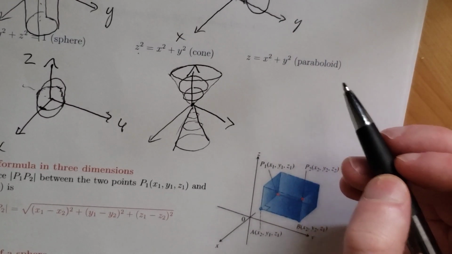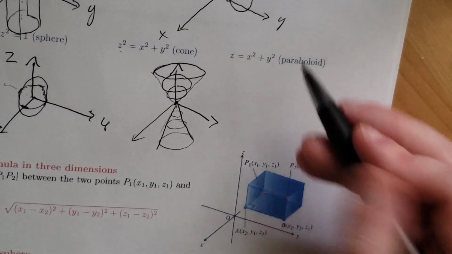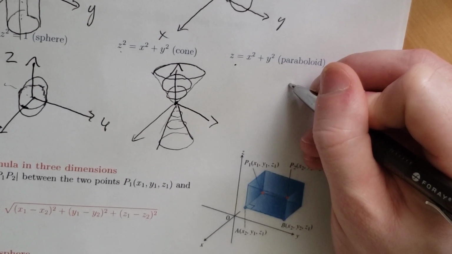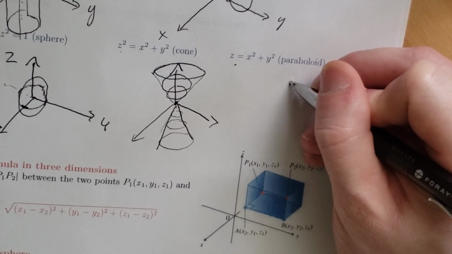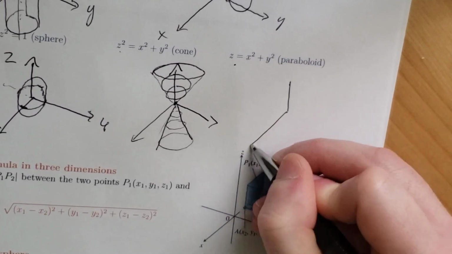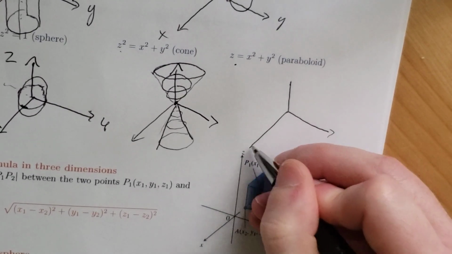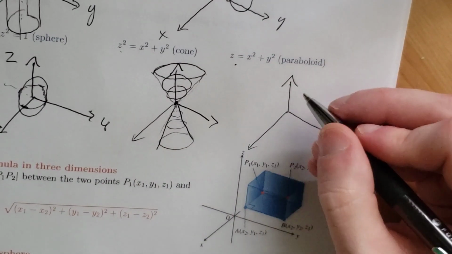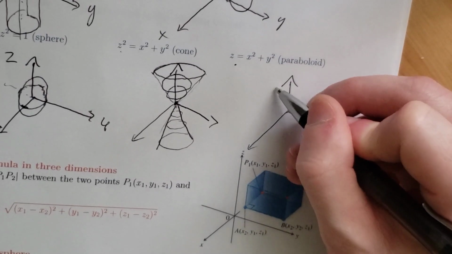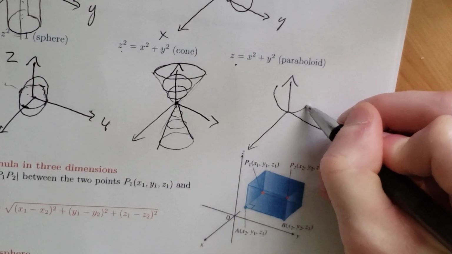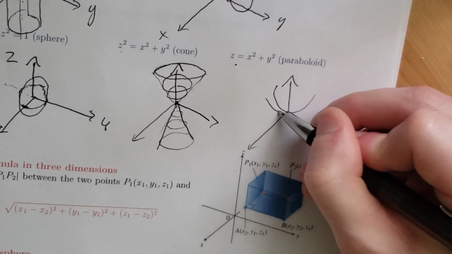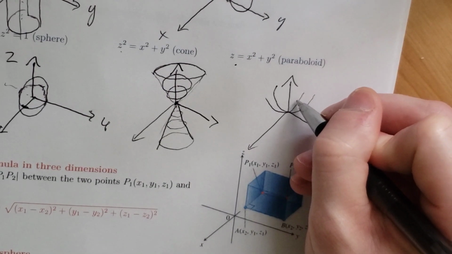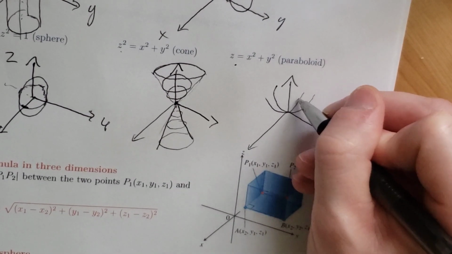And then, let's see here. For the z equals x squared plus y squared paraboloid, this is a very similar thing as the cone, except instead of straight lines here, it's more of a parabola shape. Let's see if I drew that correctly. I might need practice here too.